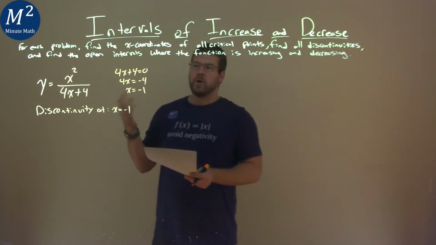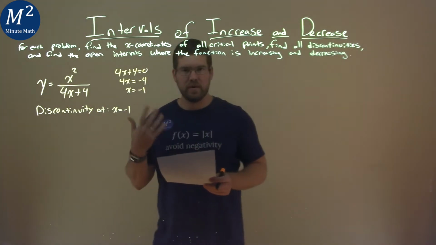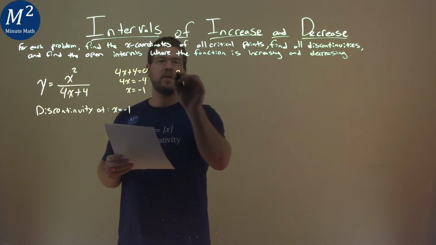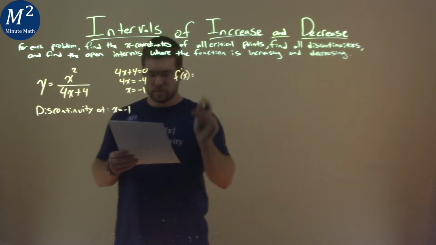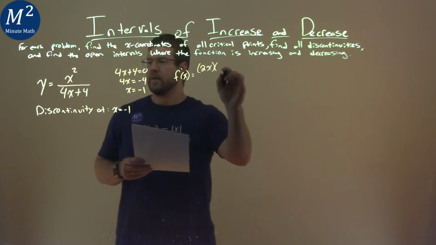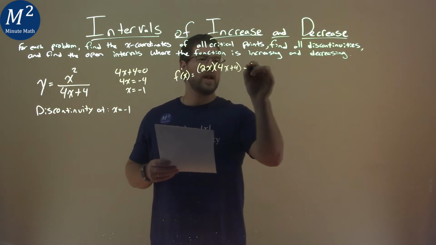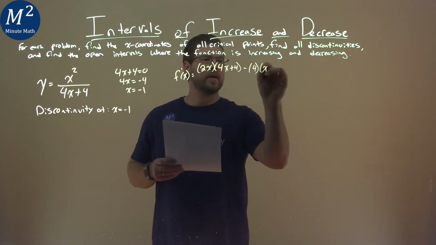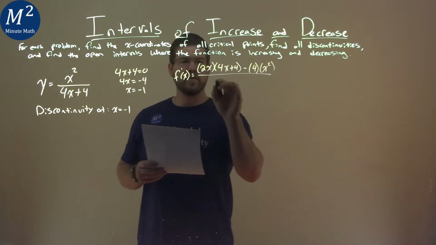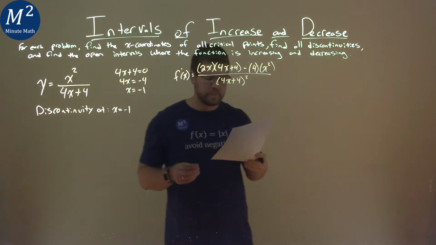Well, now let's go find our critical points. So what we're going to do is take our function and find the derivative. Let's use the quotient rule here. So f prime of x: derivative of the numerator, 2x, multiplied by the denominator 4x plus 4, minus derivative of the denominator, 4, times the numerator x squared, all over the denominator 4x plus 4 all squared.